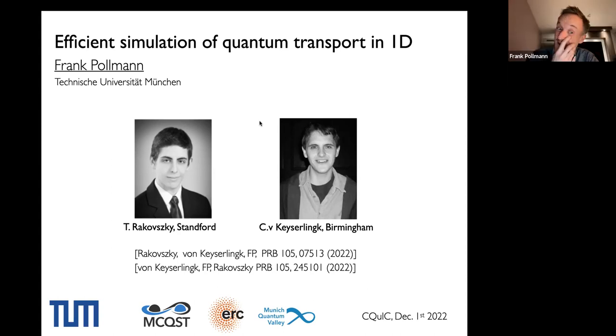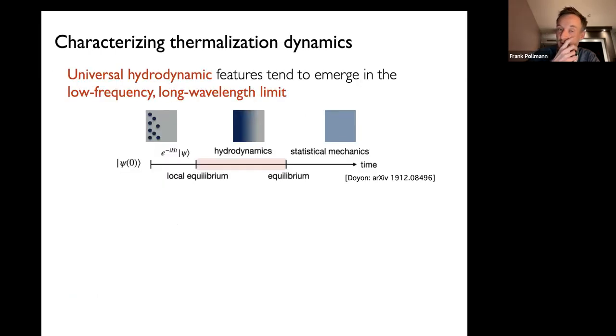Good. Okay, so the work that I'm presenting has been done with these two gentlemen, with Tibor Rakovszky, who was a student in my group and moved to Stanford for a postdoc, and Curt von Keyserlingk from the University of Birmingham. So before diving into explaining the ideas of the algorithm, let me just roughly set the stage and the questions that we are interested in.